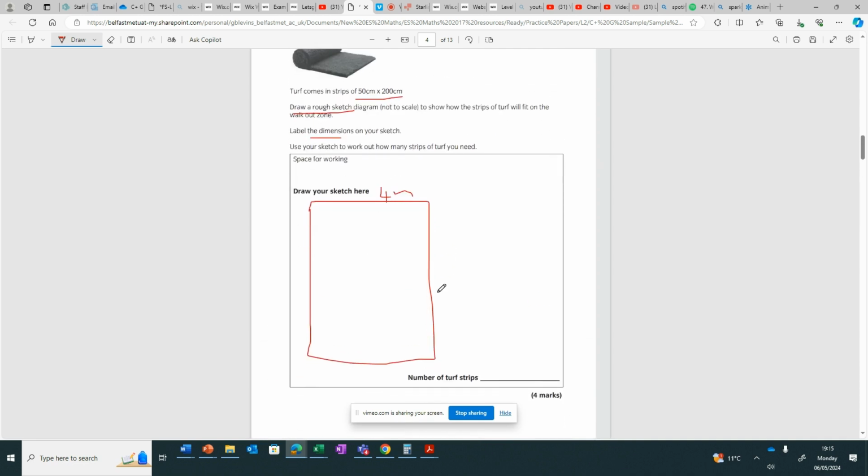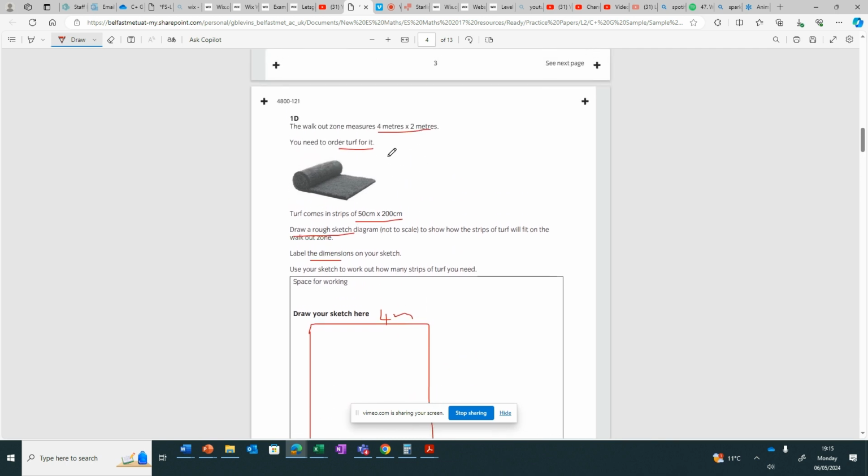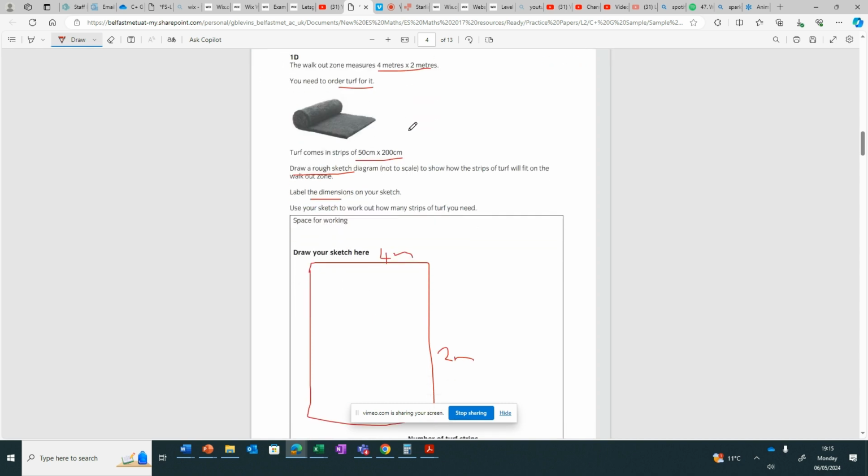Now the strips are in centimeters and this is in meters. So we have to change them to the same units. You could change the meters to centimeters or you could change the centimeters to meters. I'm going to change the centimeters to meters. Well, 100 centimeters is 1 meter, so 200 must be 2 meters. If 100 is 1 meter, 50 must be half a meter, which is 0.5 meters.